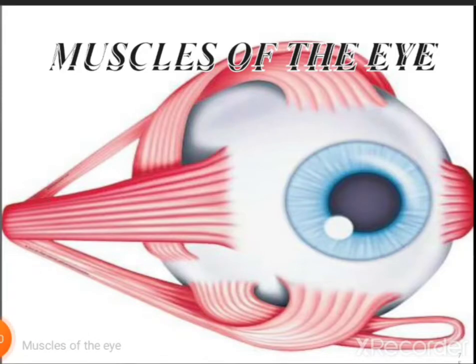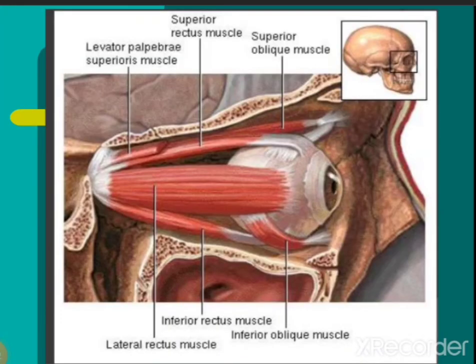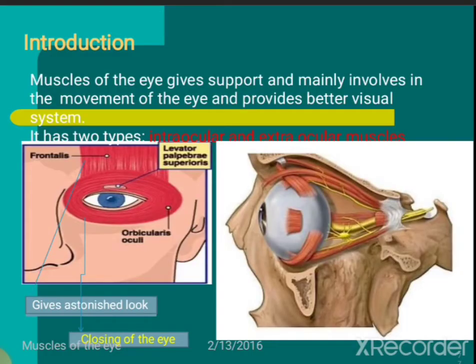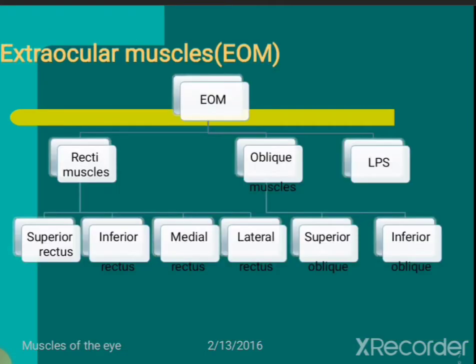Now the muscles of the eyeball. These are the skeletal muscles which are responsible for the movements of the eyeball. The muscles of the eyeball give support and are mainly involved in the movement of the eyeball. There are two types of muscles in the eyeball: intraocular and extraocular muscles.